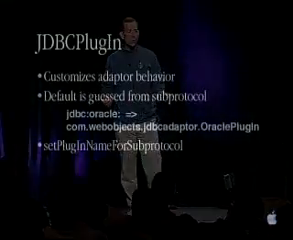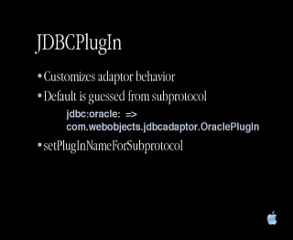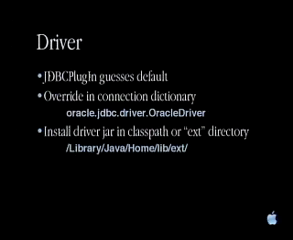Our plugin is our way of adding special behavior that works for that particular data source. By default, we'll guess it by looking at the subprotocol in your JDBC URL. And you can programmatically decide to use certain plugins for a subprotocol name. So you have some control of that in your application.